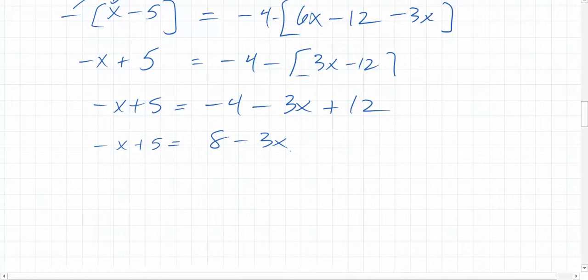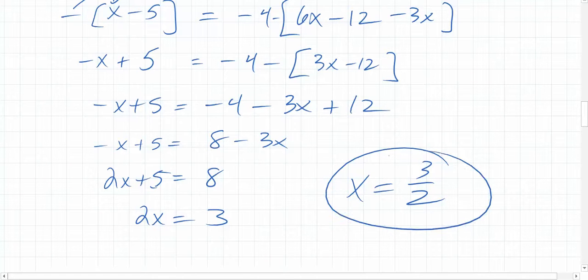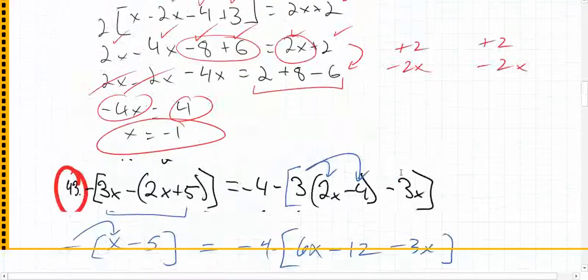What should I add to both sides? Yeah, so you get 2x plus 5 is equal to. So 2x is equal to. Subtract what from both? Oh, 3. So x is equal to 1.5, 3 over 2. I love improper fractions. Love them. Yes, Nate.